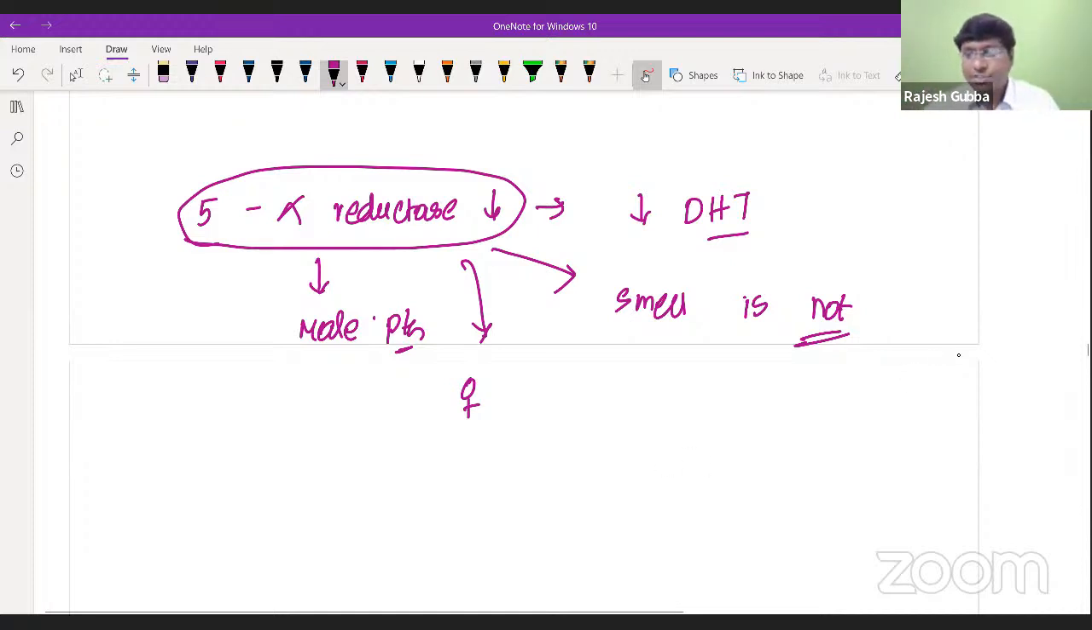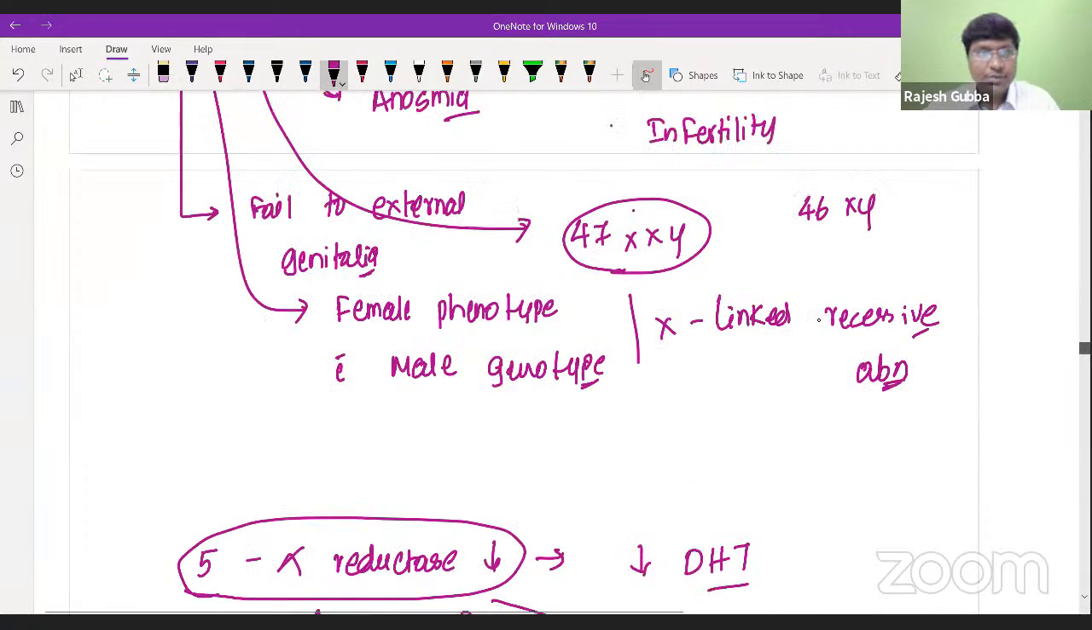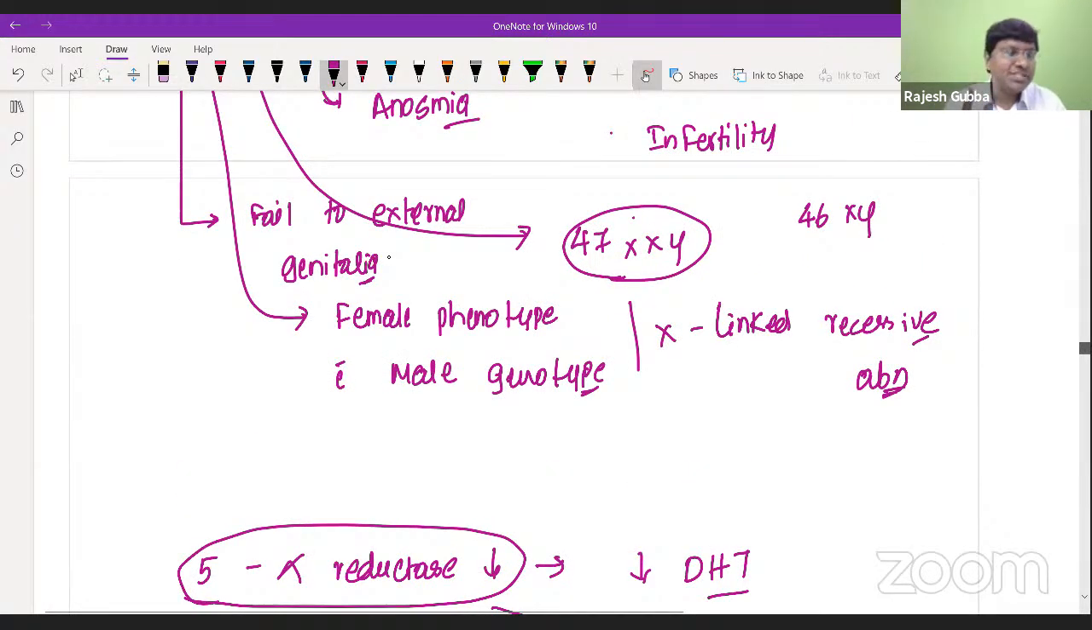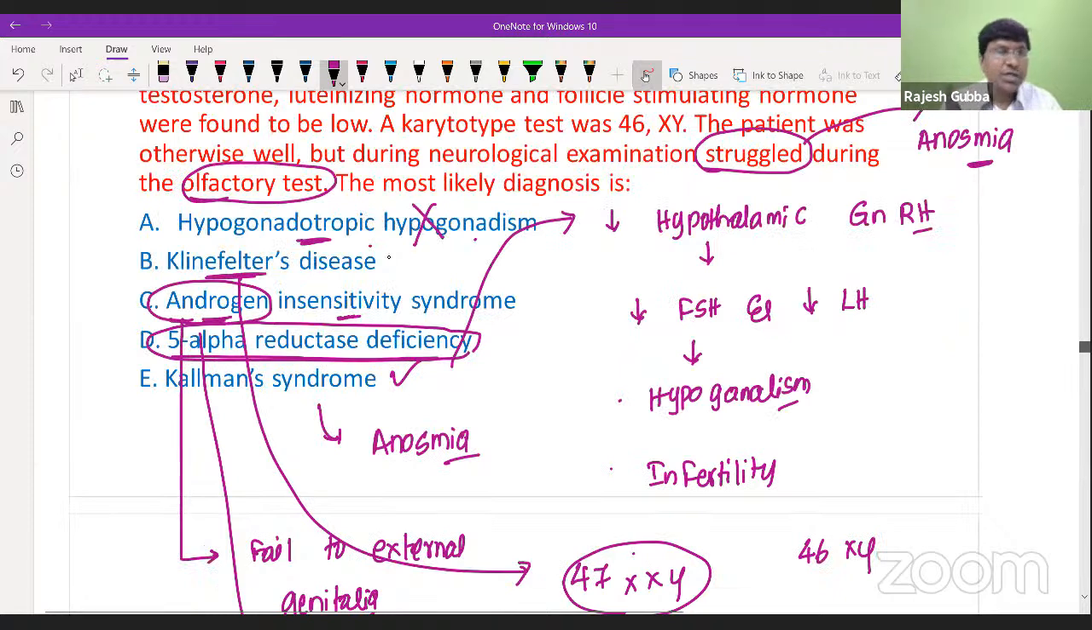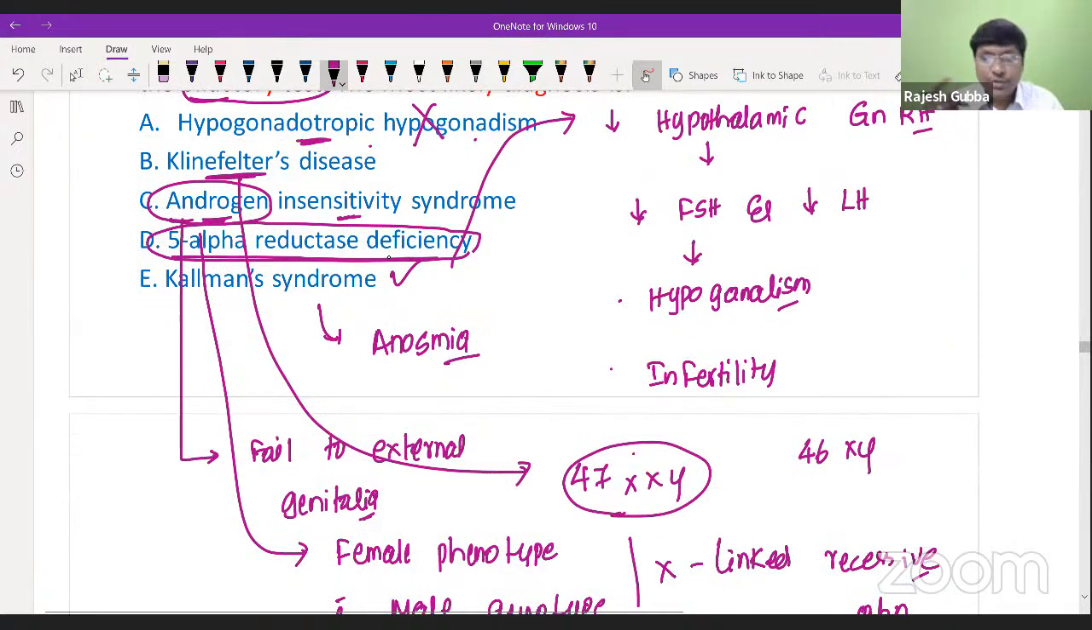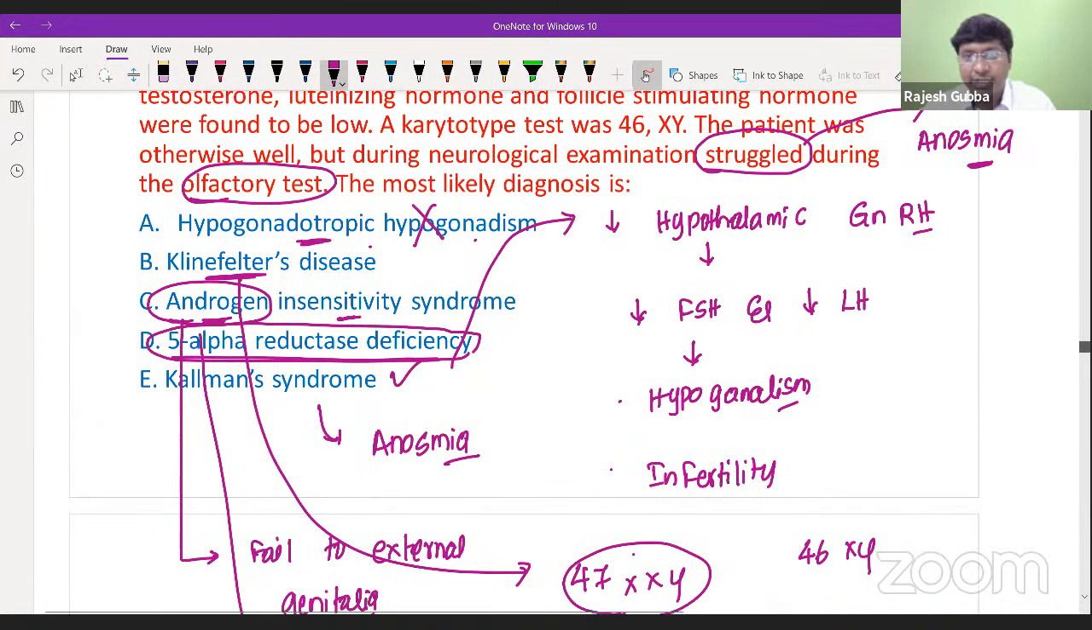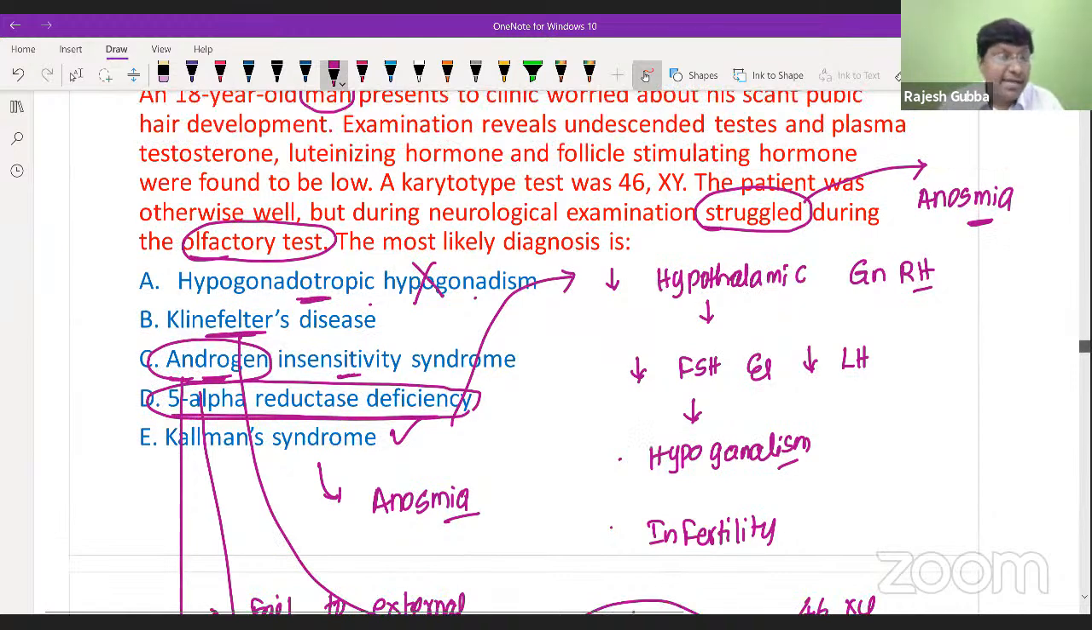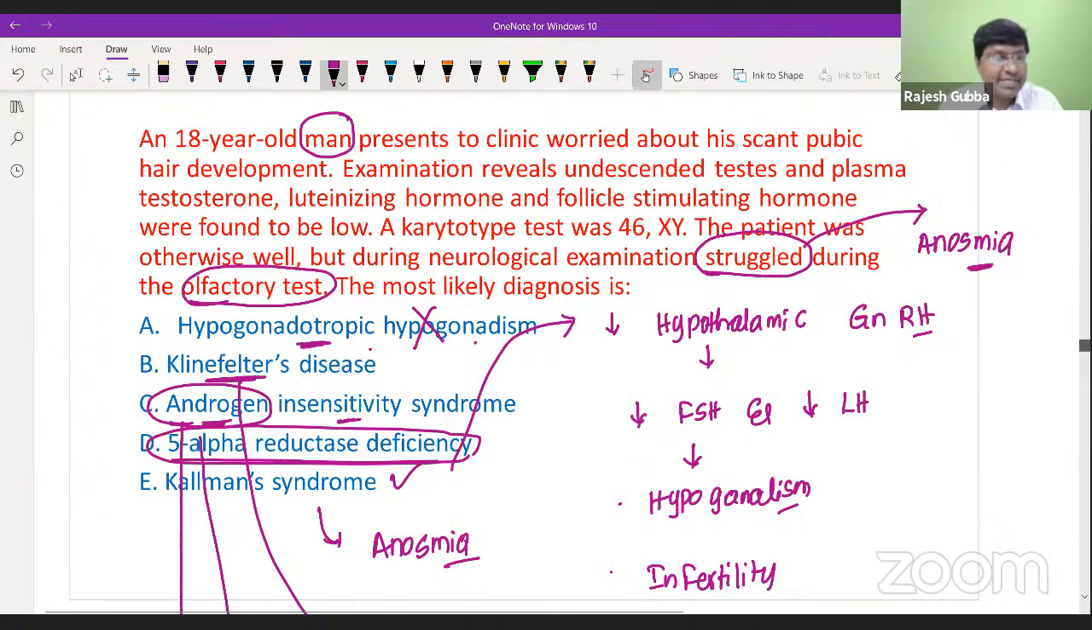So the answer to this particular question is Kallmann syndrome. It is not any of the other options. So how do you rule out the other options? Hypogonadotropic hypogonadism, there is no anosmia. Klinefelter syndrome, the genotype is 47XXY, but what is given in your question? That is 46XY.